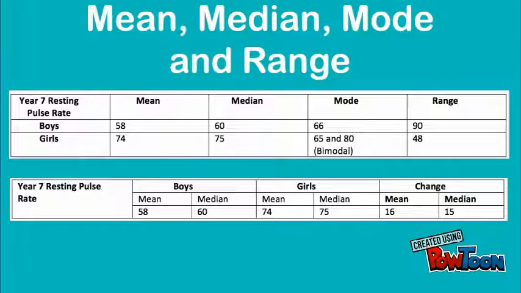The mean is the average of all the values in the data. To calculate, we need to add up all the values and then divide by the number of values in the data. The median is the middle value, the mode is the value that occurs the most, the range is the difference between the largest value and the smallest value.